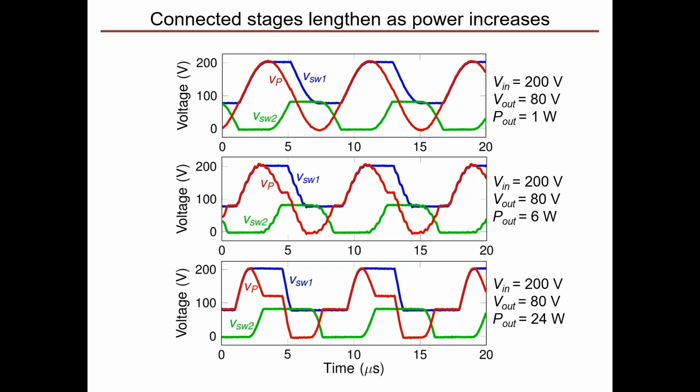Now, as we increase power, we see our connected stages become much more dominant. In this top waveform, I'm showing a very low power point, and because of that, our switching cycle is almost all open stages. But as we increase power, we see those connected stages become much more dominant.